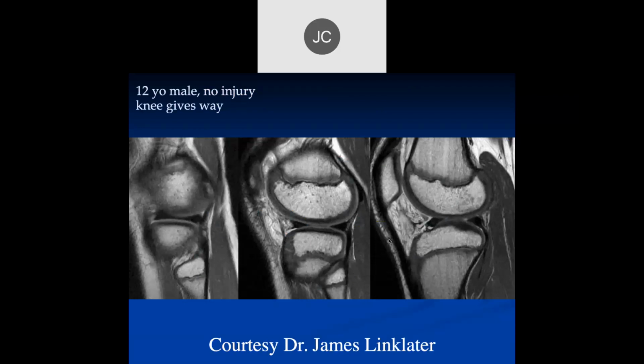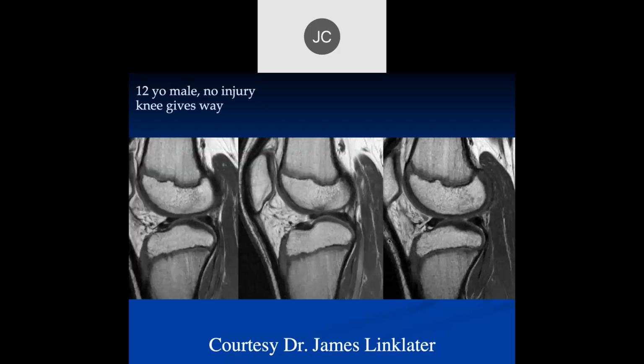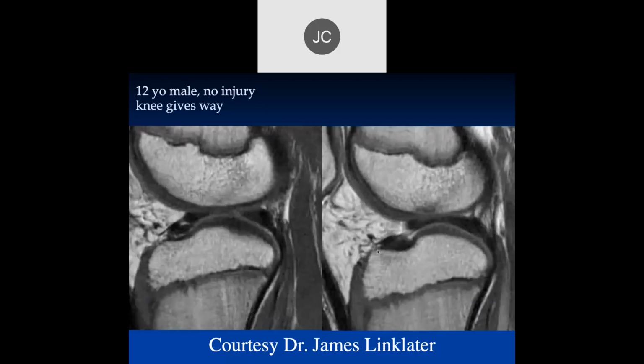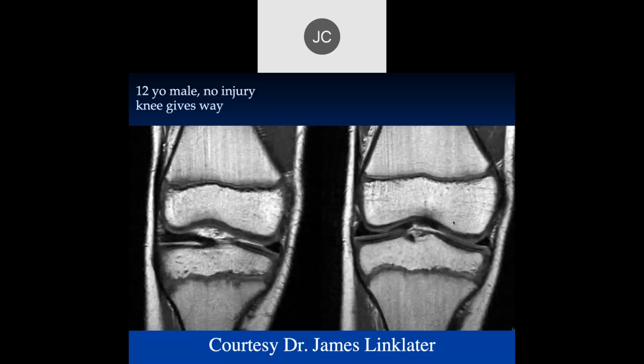12-year-old male, no injury, knee gives way, sagittal images of the lateral compartment. The meniscus looks okay. There are more images. I'm looking at the anterior horn. It does look irregular. Maybe there's some increased signal there. Maybe there's a tear. So it looks like the meniscus is going into the notch of the knee here, right? Yeah, another discoid.